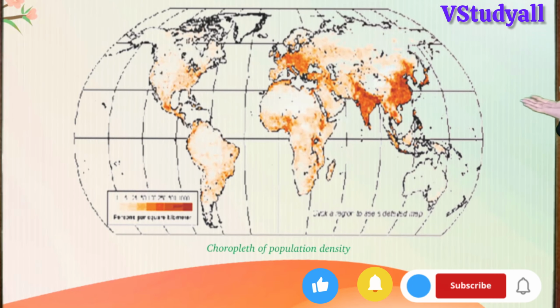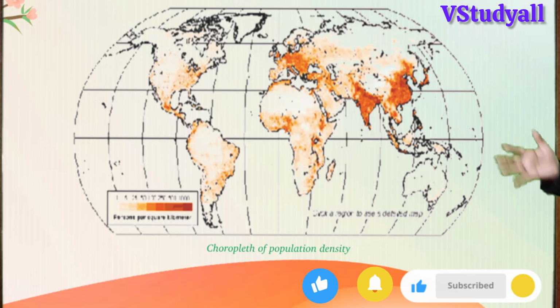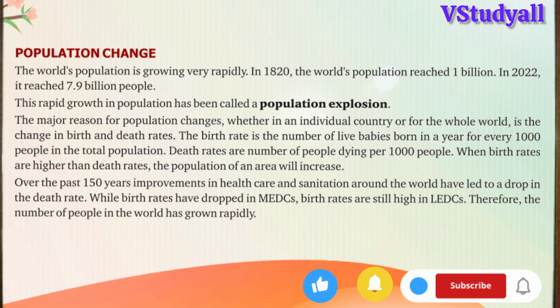In this map, you can see a choropleth of population density change. The world's population is growing very rapidly. In 1820, the world's population reached 1 billion. In 2022, it reached 7.9 billion people. This rapid growth of the population has been called a population explosion.